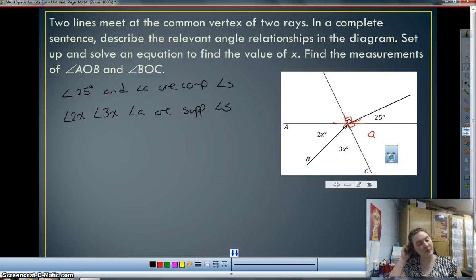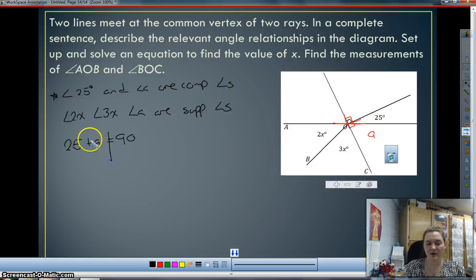So let's start with what we know. Since 2x and 3x have variables and A is a variable, start with our complementary. 25 and A equals 90. Want to keep our A, so subtract 25 from both sides. Inverse property cancels out. A stays the same. Borrow and subtract. A is equal to 65 degrees.